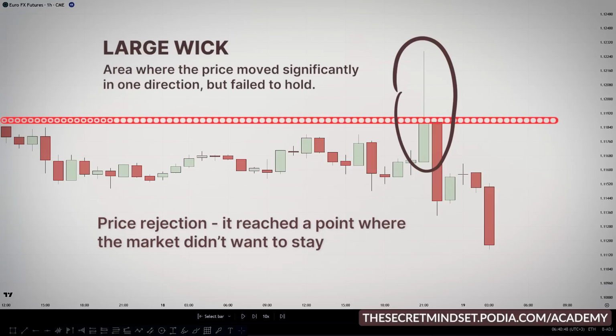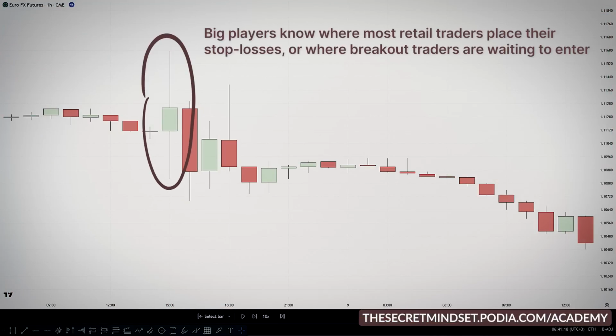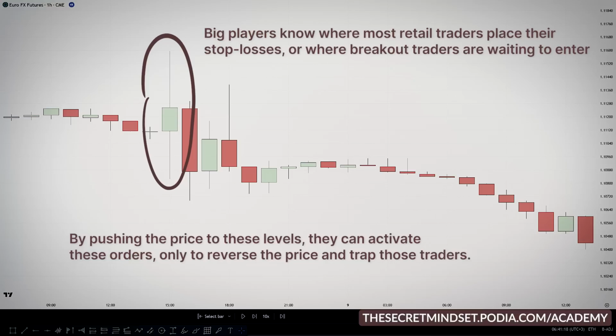This happens because large players are moving the price to trigger certain actions from retail traders. Big players know where most retail traders place their stop losses or where breakout traders are waiting to enter. And by pushing the price to these levels, they can activate these orders only to reverse the price and trap those traders. The wick is the aftermath of this manipulation.